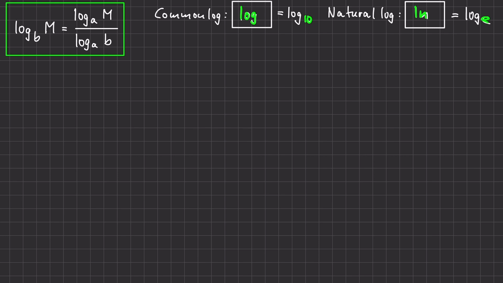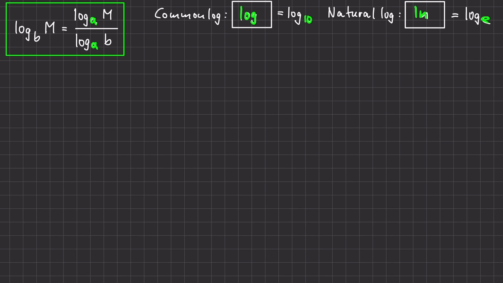In other words, the logarithm of m with base b is equal to the logarithm of m with any base divided by the logarithm of b with that new base. Note that b is the base of the original logarithm and base a is the new base that we introduce. So with the change of base property, we can change from base b to any new base a.